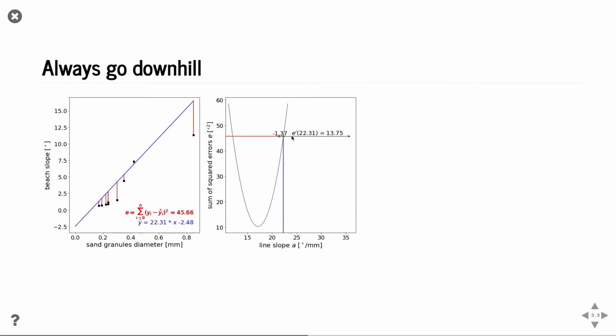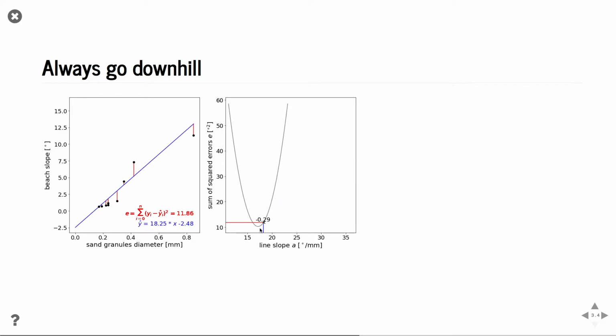And what we are doing after is to just repeat this step several times. And this way, we are slowly reaching our minimum, and our line slope will near its optimal value. So this process you can see here is called gradient descent. You might have heard of it before.